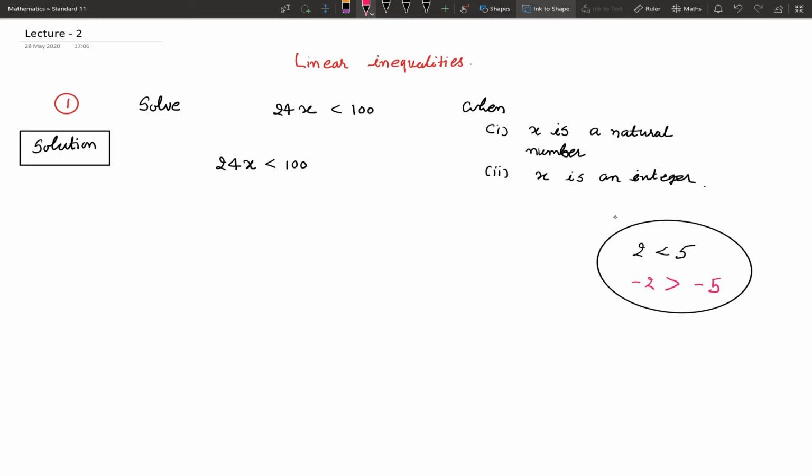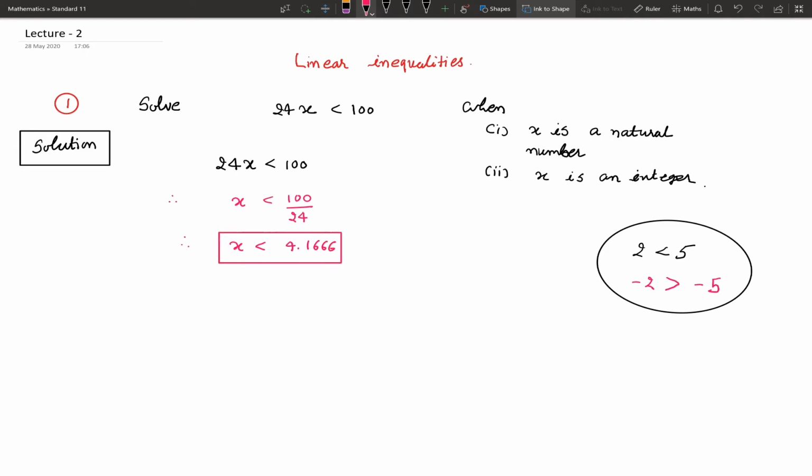Now here 24x less than 100, so divide by 24, which is positive. If you divide by a positive number, there is no change in the inequality. So here x is less than 100 by 24. Therefore x is less than, you can use a calculator, 100 upon 24, the approximate value is 4.166.